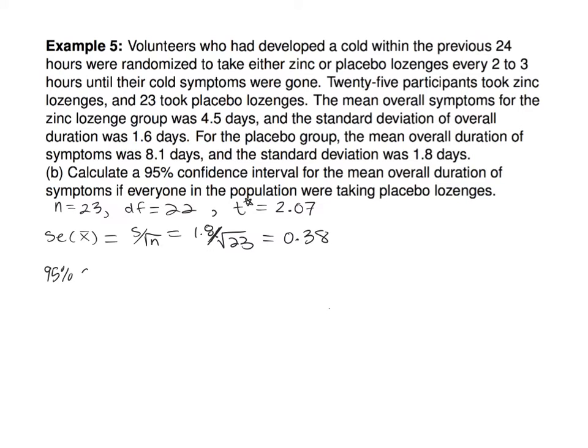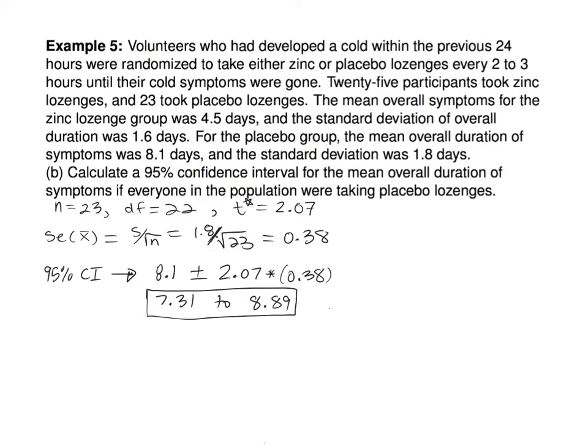And so our 95% confidence interval is given by 8.1, which is our x bar, plus or minus 2.07 times 0.38, which is 7.31 to 8.89. All right, so in this case, we'd expect the mean duration of cold length to fall between 7.31 and 8.89 days.